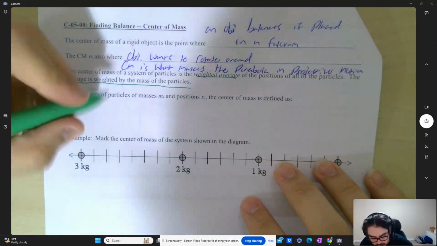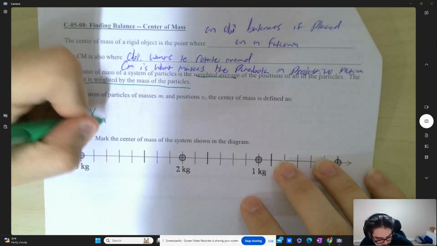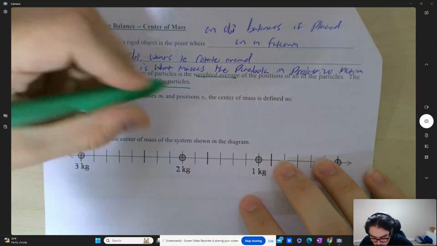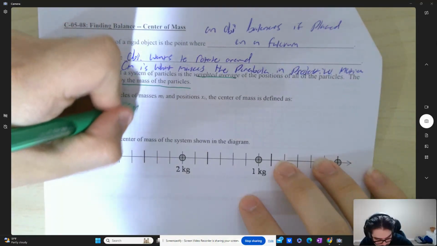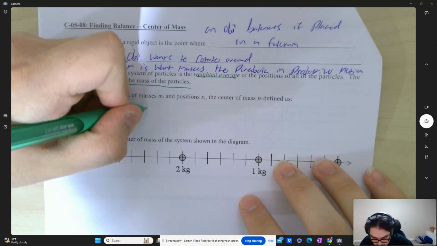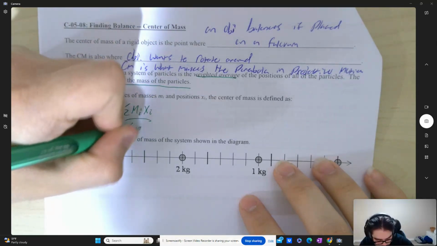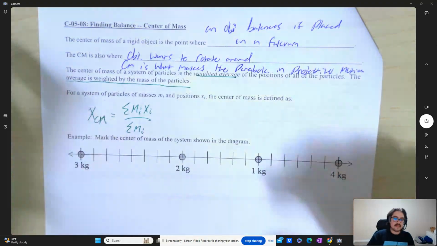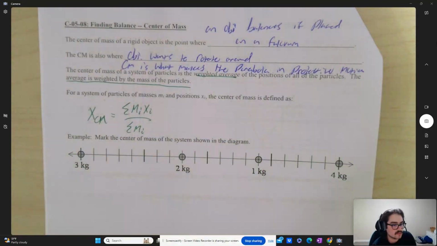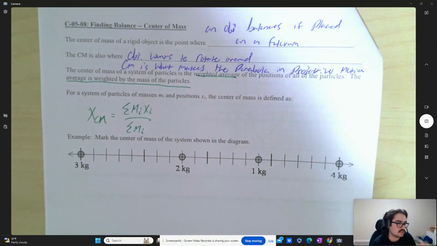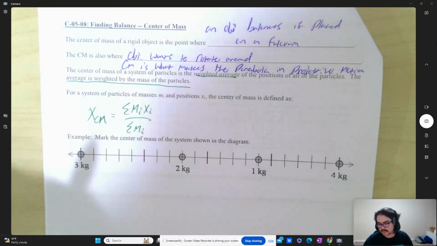So a good equation for this is x sub cm, that's what we call center of mass position, would be equal to the sum of mass i times position i over the sum of all masses. And this i is like an index. So you would do mass 1, position 1, mass 2, position 2, and so on. You'll see the example here in a second.